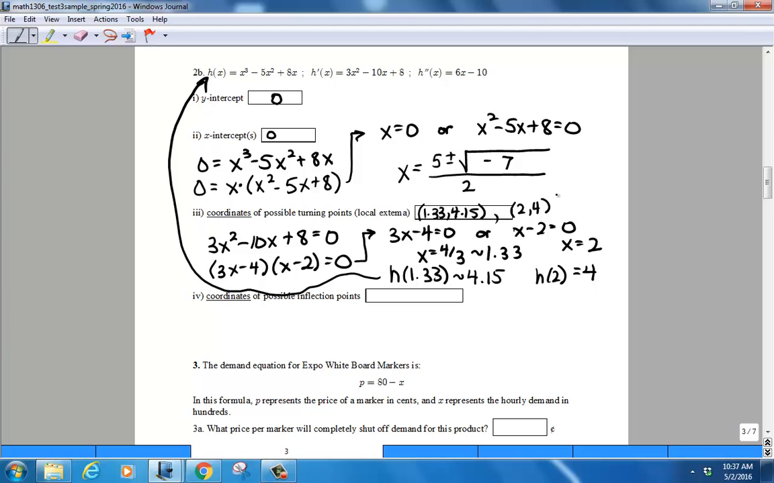What about inflection points? How do you find the inflection points or possible inflection points? Set the second derivative to 0, right? It's the same story.